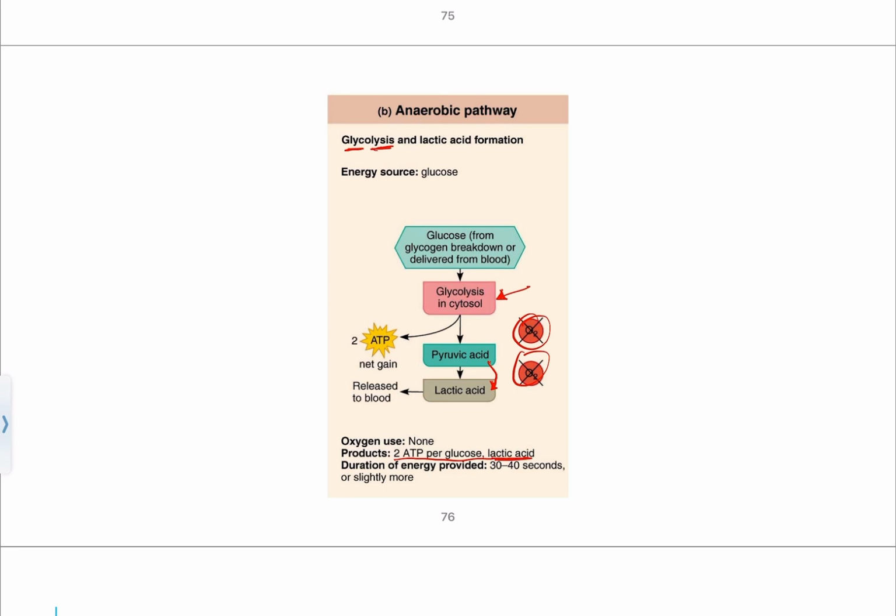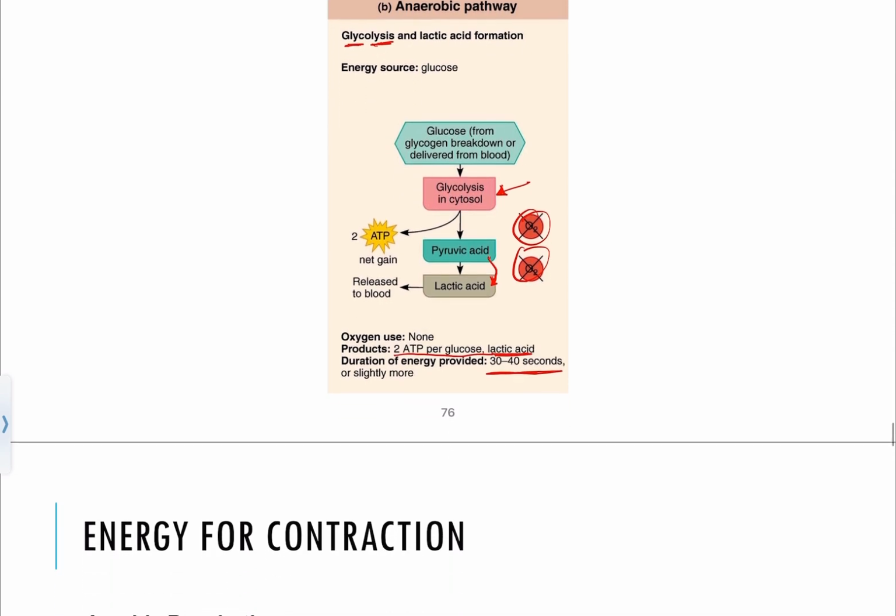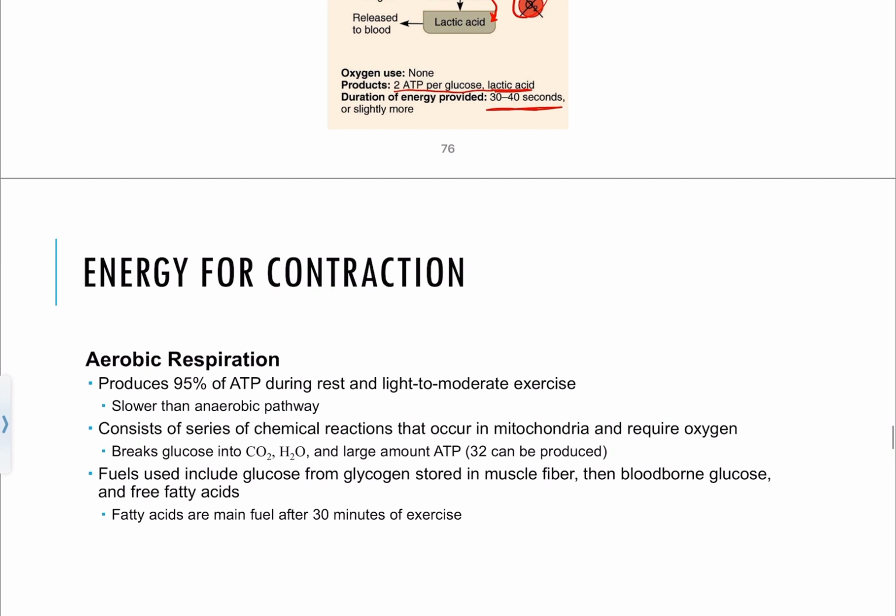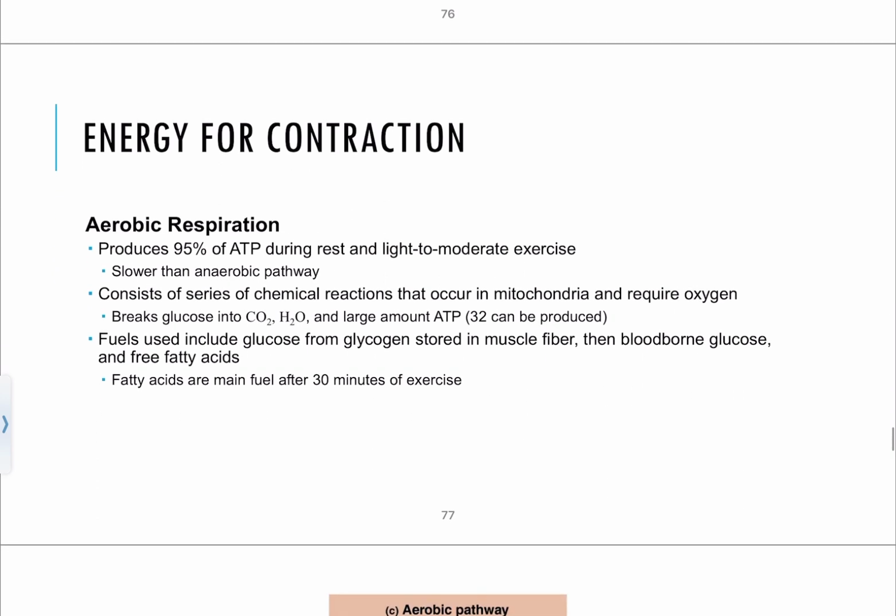The amount of ATP produced from glycolysis or this anaerobic pathway can provide enough energy for about 30 to 40 seconds. So still not a whole lot because 2 ATP is not a significant amount. The major way that we can get ATP is via aerobic respiration, and this does require oxygen. So this is how we're going to produce about 95% of ATP if we're at rest or doing light to moderate exercise. So for example, just walking. It is a lot slower than the anaerobic pathway, but it provides so much more ATP that it's worth it.